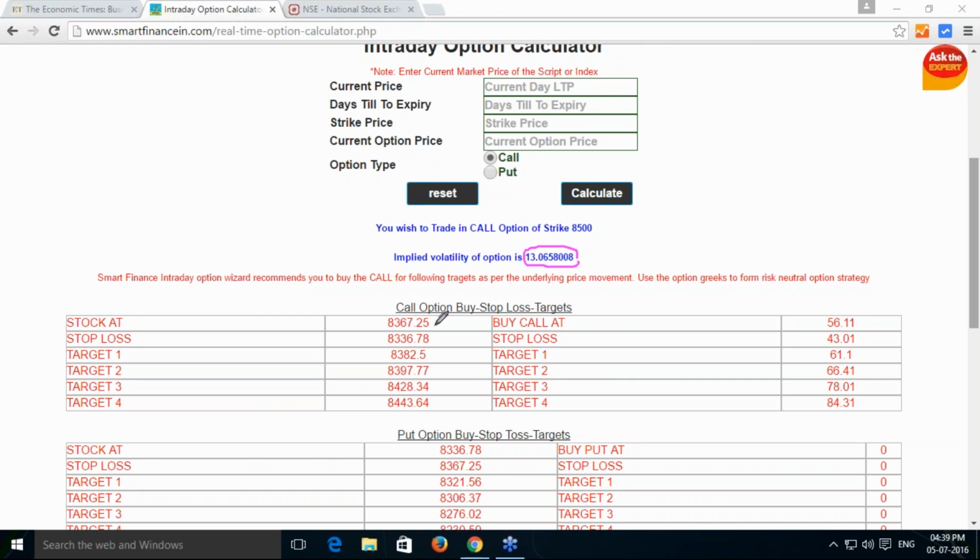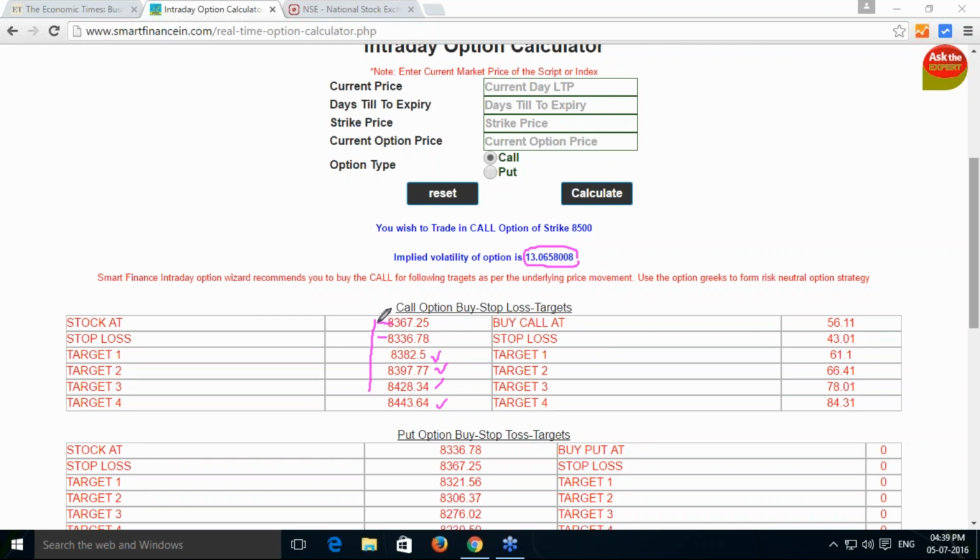Based on this implied volatility of 13.06, the Nifty or the underlying is expected to move to 8367. Beyond this 8367, the uptrend will be set, and once 8367 is crossed, it will make targets at 8382, 8398, 8428, and the maximum you can achieve during the day is 8444, as per the GAN angle principle and with reference to this IV. The Nifty downtrend starts at 8337. This is the trend for the Nifty it has given you.